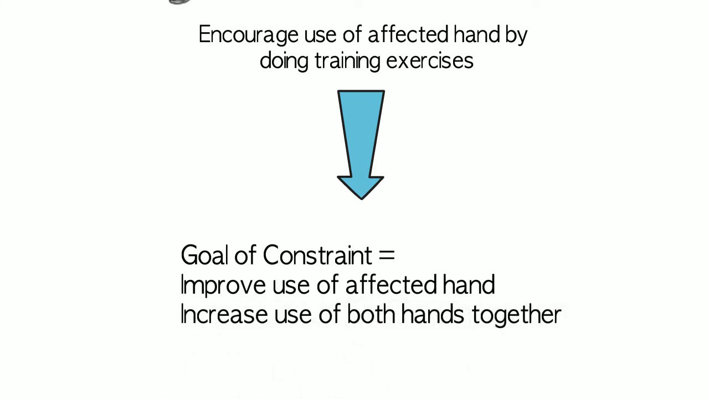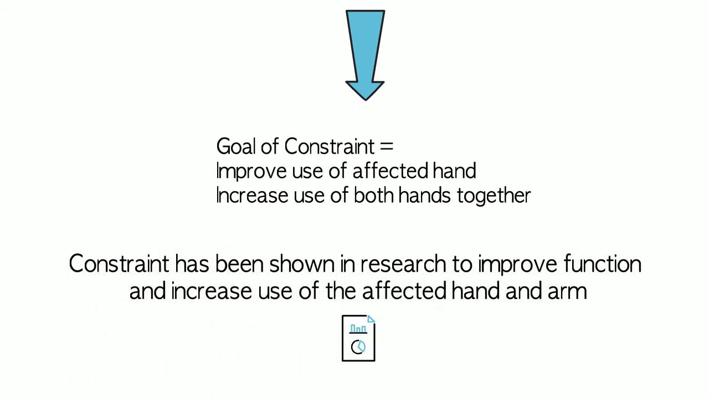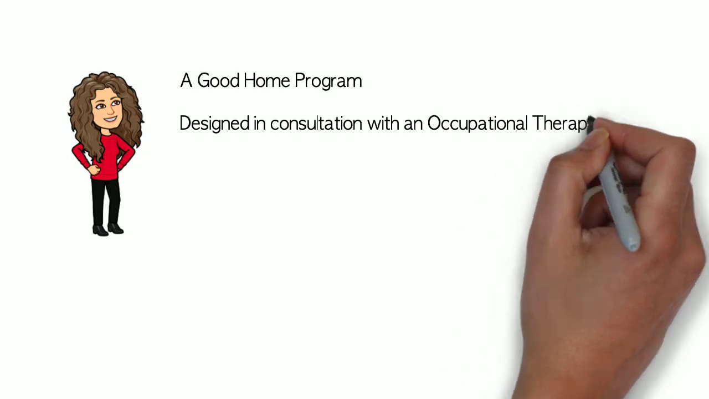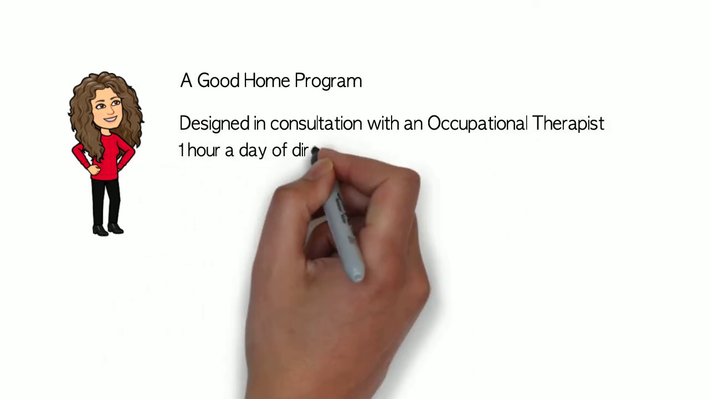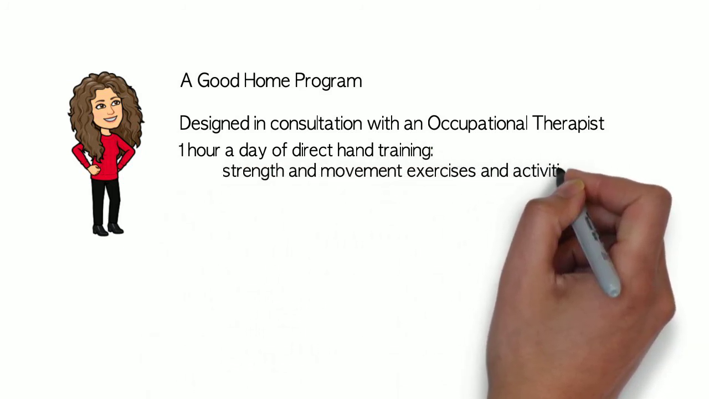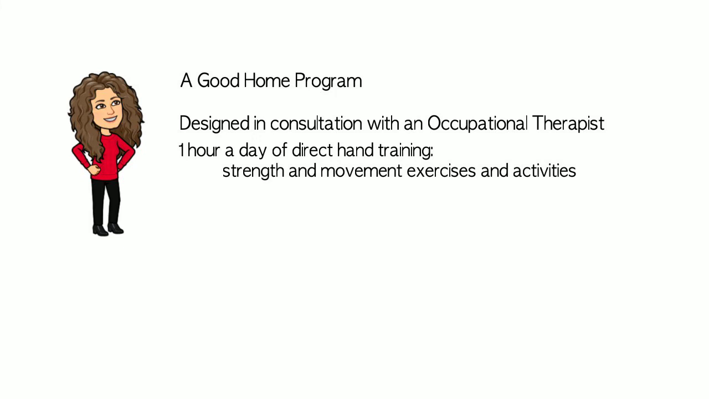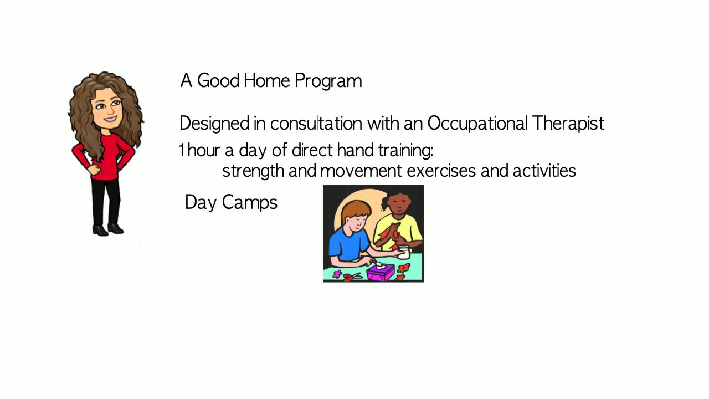Constraint has been shown in well-performed research studies to improve function and increase use of the affected hand and arm. A good home program is set up in consultation with an occupational therapist and usually consists of at least 1 hour a day of direct hand training, including strength and movement exercises and activities. Sometimes day camps are organized so children can participate in fun activities together and see that other children have similar challenges.